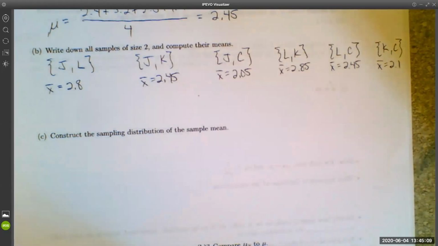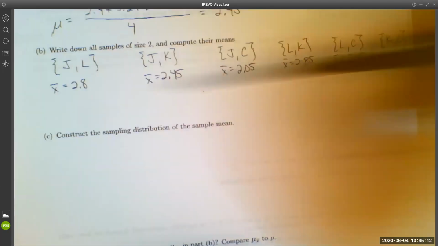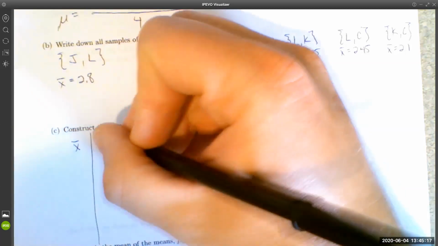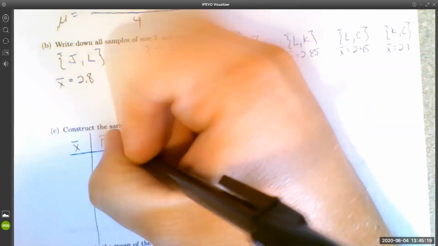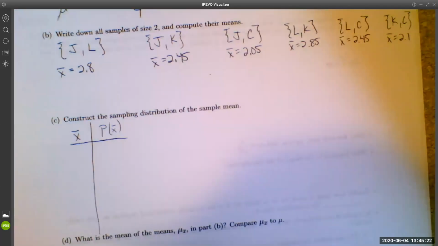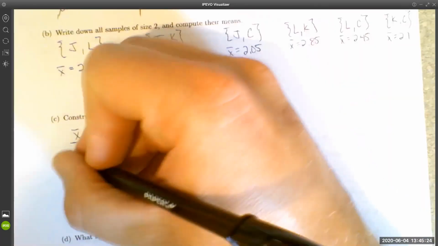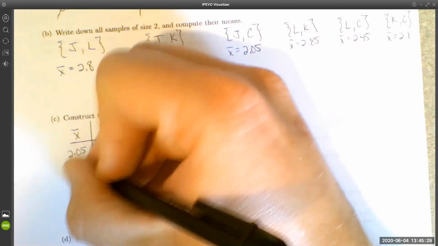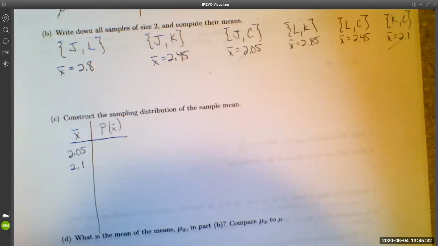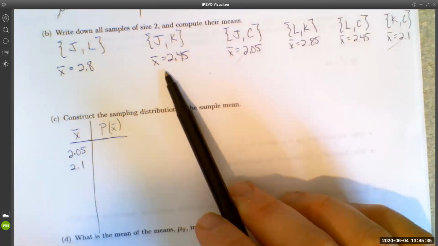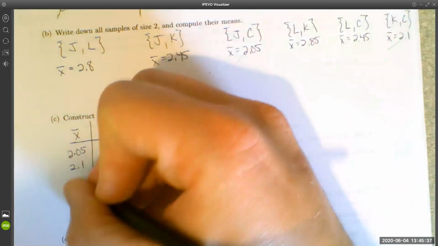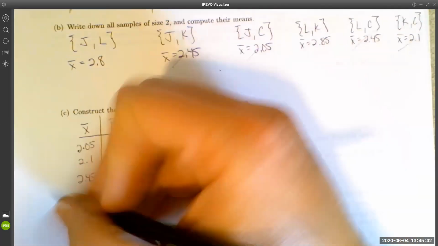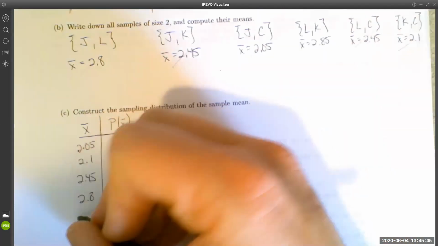The sampling distribution of the sample mean is going to list off all of the possible values of x bar together with the probability that x bar takes on that value, right? So what are the possible values, let's see if we can list them in order. I think the smallest one is 2.05. And then we have 2.1. And then we have 2.45. And then we have a 2.8. And we have a 2.85.